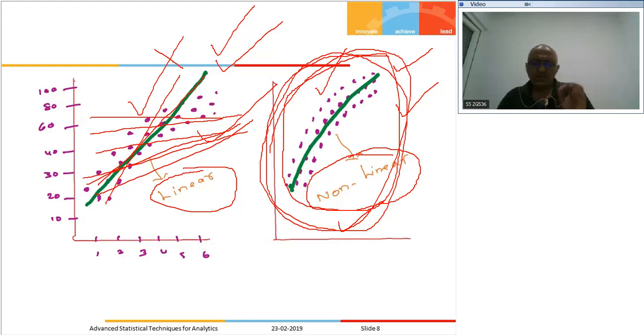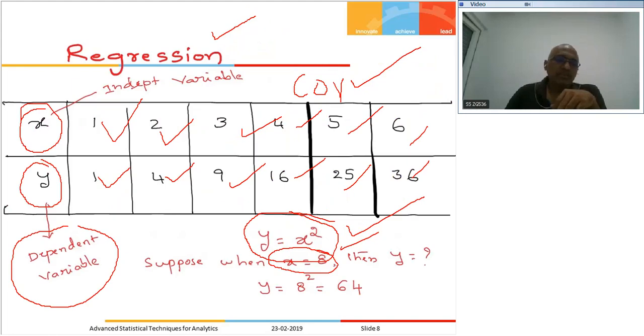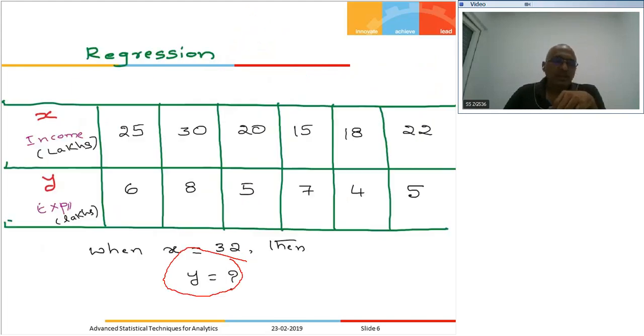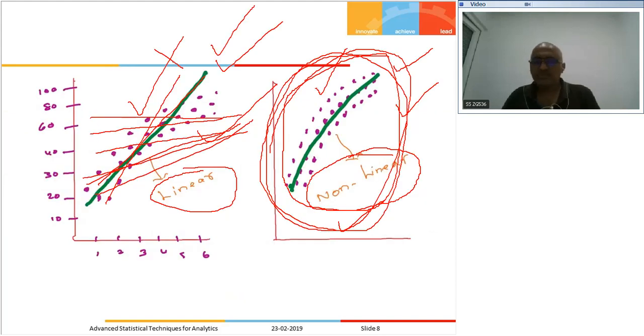Linear means y equals mx plus c, or if c becomes 0, y equals mx. That is called a linear relation. But it need not be only mx plus c; some more things can be added also. Here, take income and expenditure: income depends not only on expenditure, and expenditure does not depend only on income. A simple example: your salary hike.